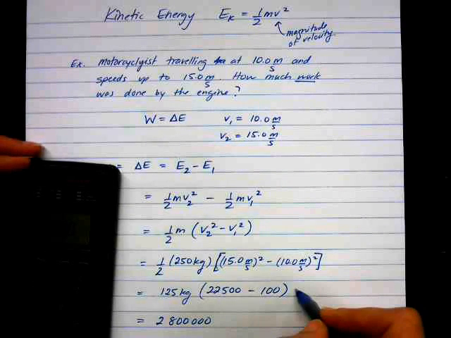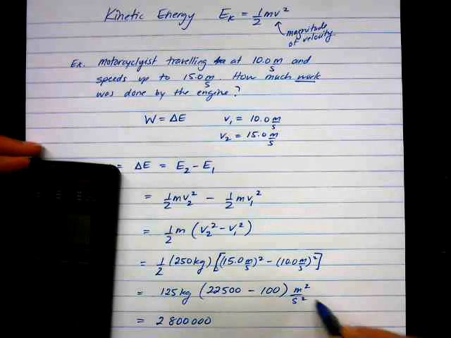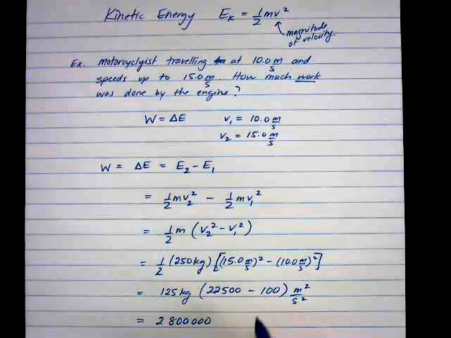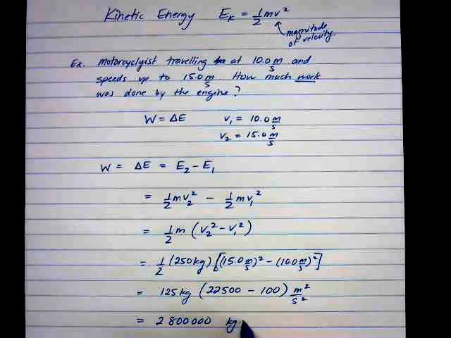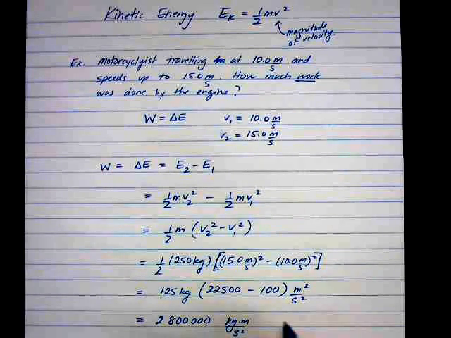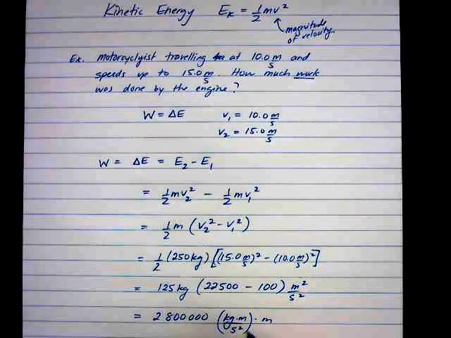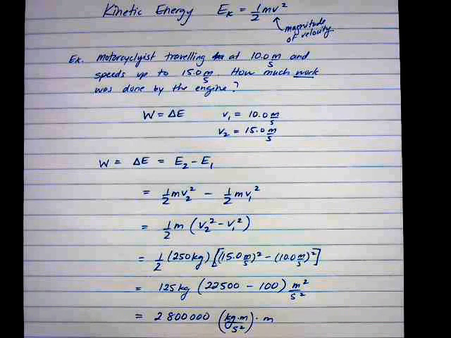And what happened to my units? Meters squared per second squared. Is that a joule? Well, that's a kilogram meter per second squared times a meter. That's a newton times a meter, therefore it is a joule. Let's put this in scientific notation. Okay, there's 3, 6. That's not a decimal. And that is a joule.